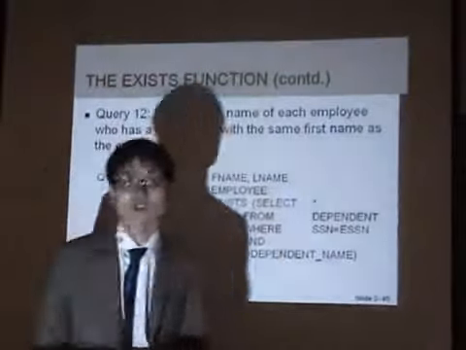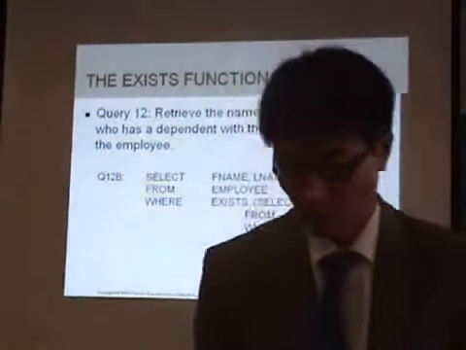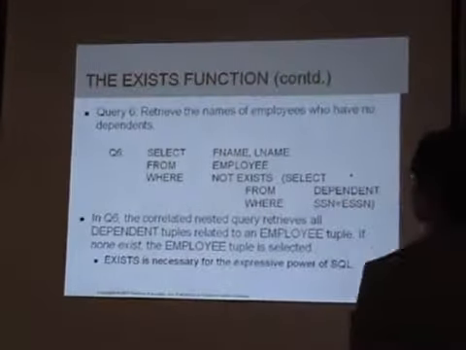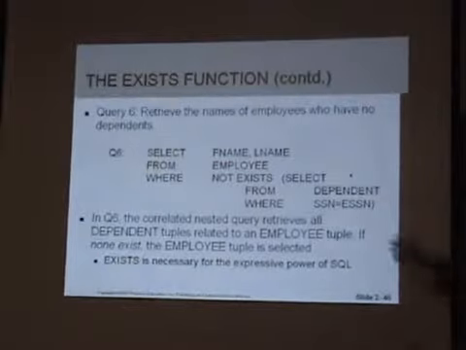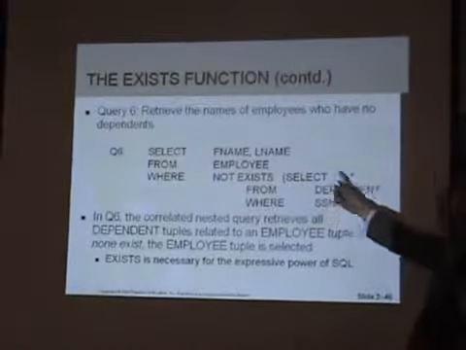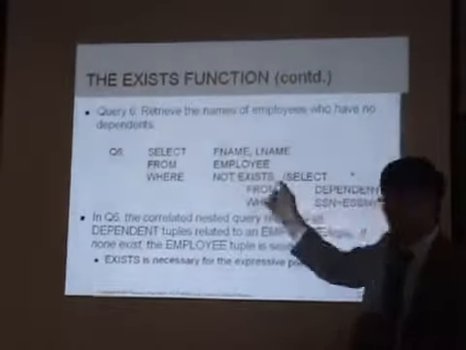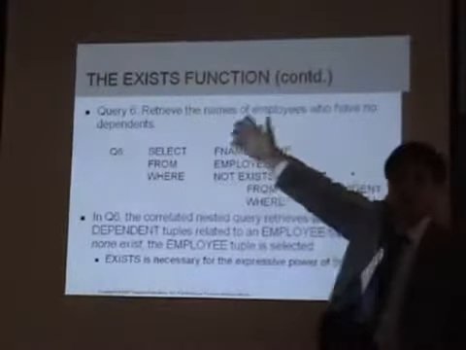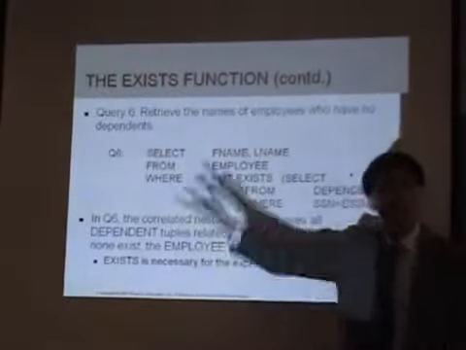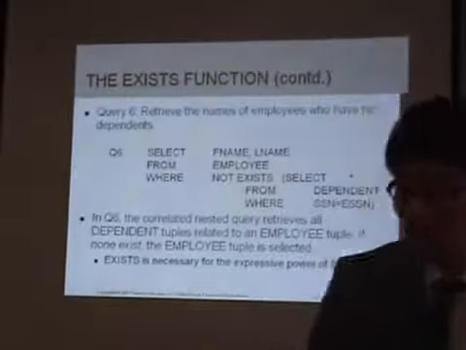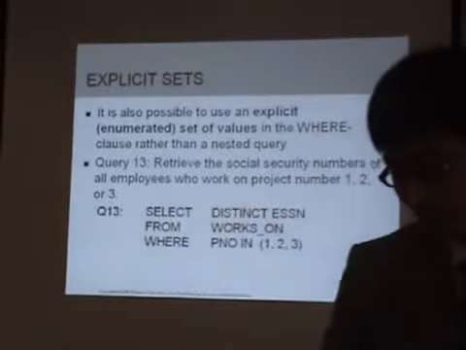What about not exists? Which means zero, nothing. So retrieve the name of employees who have no dependent. Check the dependent: nothing. It's not exists? Yes, that means return. It's the opposite of exists, the existence of the nested query.